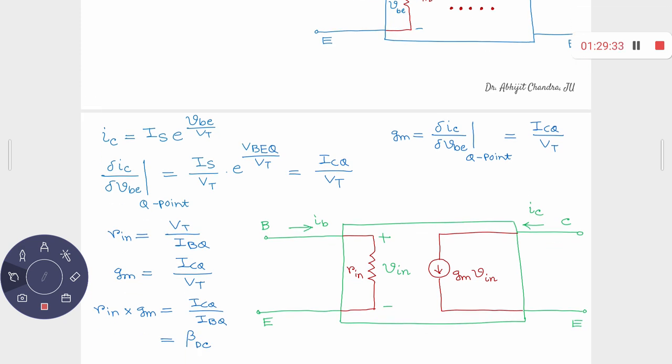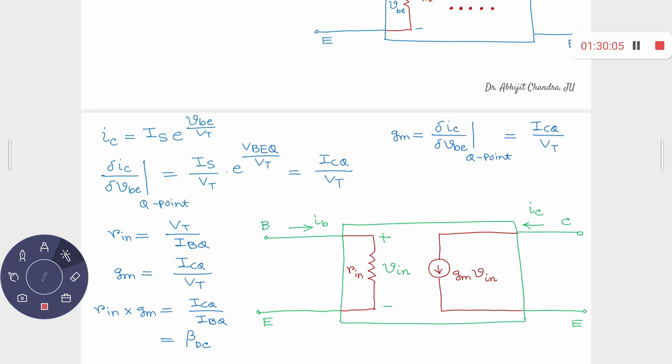You know this expression IS e to the power VB by VT. So now if I have this variation of IC with respect to the variation of VBE, since del IC upon del VB is nothing but, if you just follow the same expression, same calculation, then ultimately what you are getting is del IC upon del VB is nothing but ICQ upon VT. It is the variation of collector current with respect to the variation of the base emitter voltage measured at the Q point.